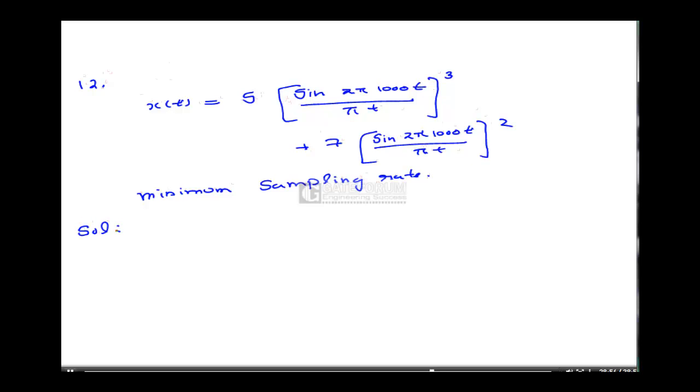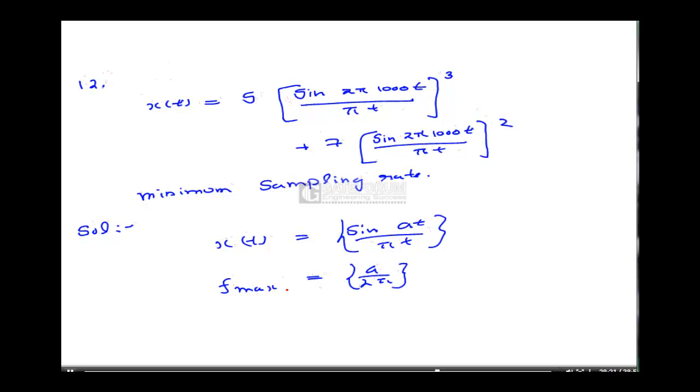Solution. For any signal x(t) equals sin(at) by pi t, f max is equal to a by 2 pi. Okay, this is the maximum frequency present in this. How did I get this? I got this using the duality principle.